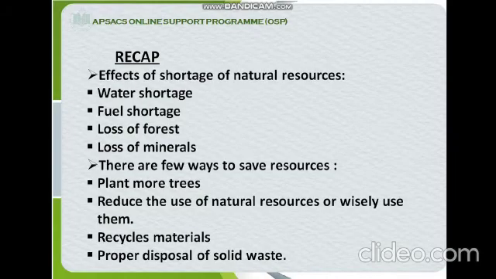Now recap. Effects of shortage of natural resources. First one is water shortage. Second one is fuel shortage. Third is loss of forest. And fourth is loss of minerals. There are few ways to save resources. Plant more trees, reduce the use of natural resources, or wisely use them. Recycle materials, proper disposal of solid waste.